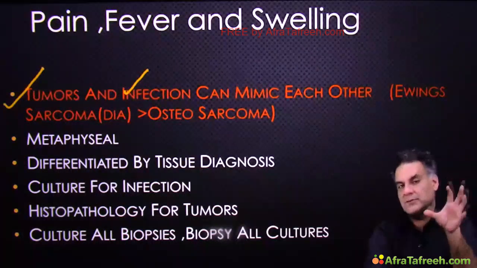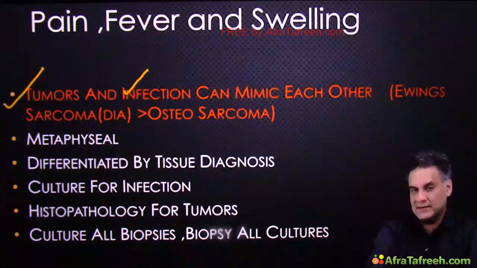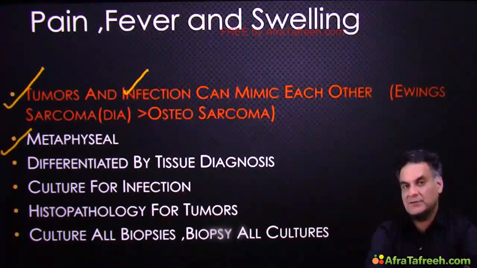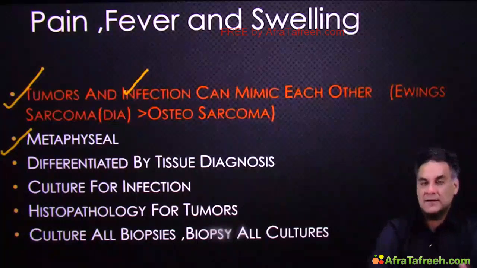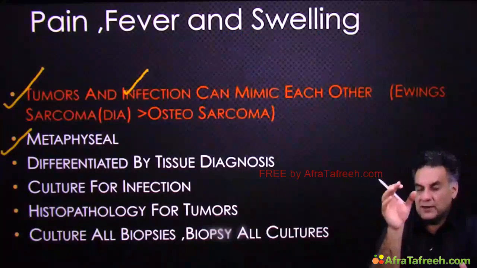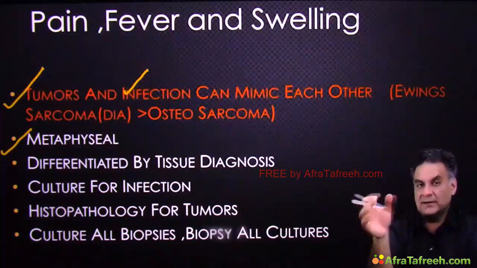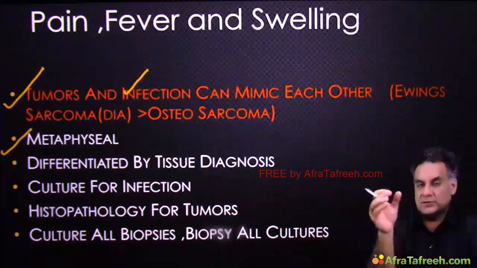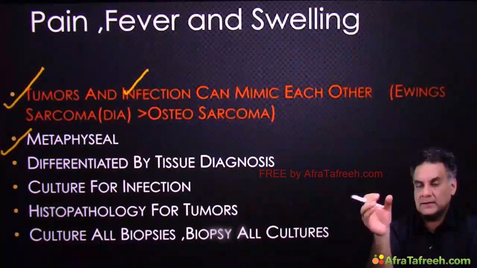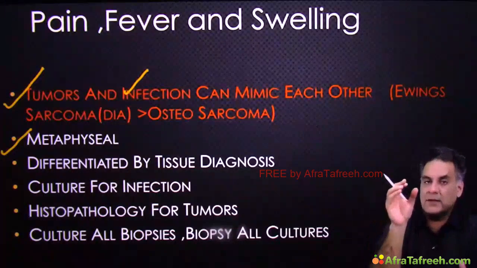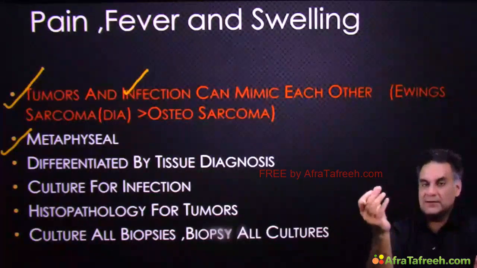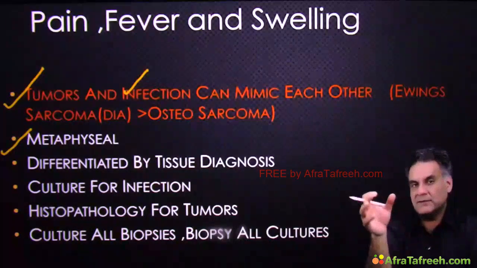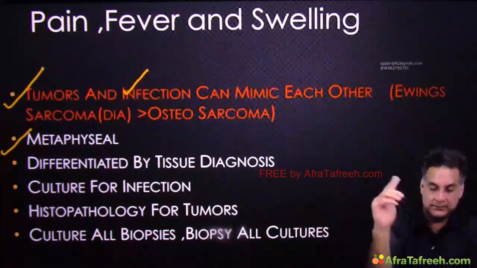You know, both tumor and infection can be seen in the metaphysis. Further confuses. Both can present with the same pain, fever, swelling. Further confusing, in fact, one tumor which is very common mimics osteomyelitis: Ewing's. Second, osteosarcoma. Ewing's and osteosarcoma, they mimic osteomyelitis. Both are malignant. In fact, Ewing's is diaphyseal, but overall, tumors are usually metaphyseal, like osteosarcoma.